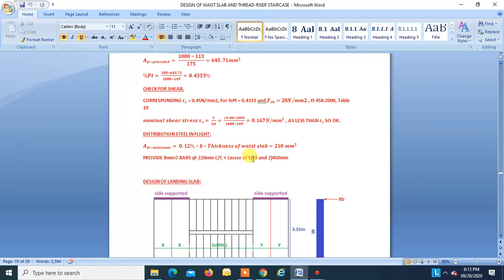which should be lesser of 5D or 450. D is 149 into 5, that is more than 500, so this is 450. So we are providing 220. So that is it. Okay.